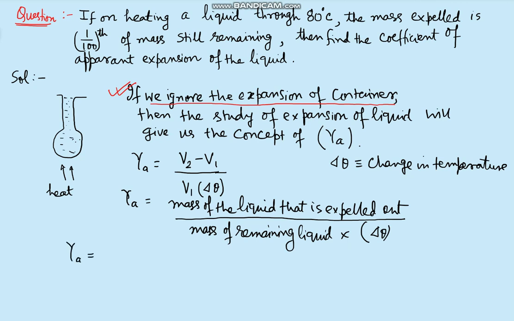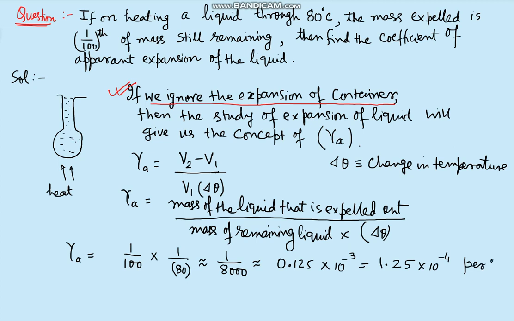Now let us see, the mass of the liquid that is expelled out is 1/100th of the mass still remaining. That means mass of the liquid that is expelled out divided by the mass of the remaining liquid, this ratio is 1/100, and 1 by the change in temperature is 80, and therefore it becomes 1 by 8000. It will give us how much? 0.125 into 10 to the power minus 3. So we can write it as 1.25 into 10 to the power minus 4 per degree Celsius.